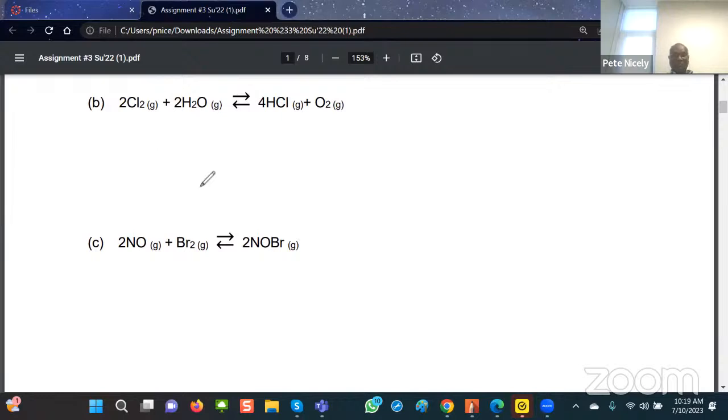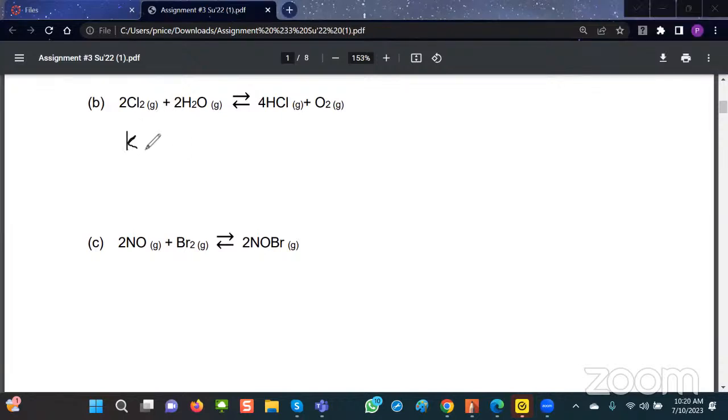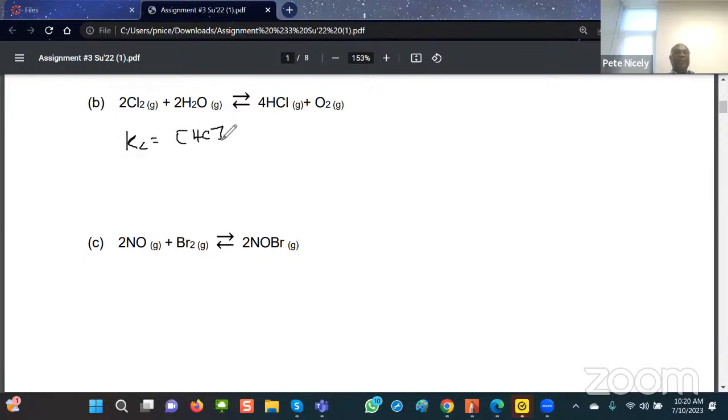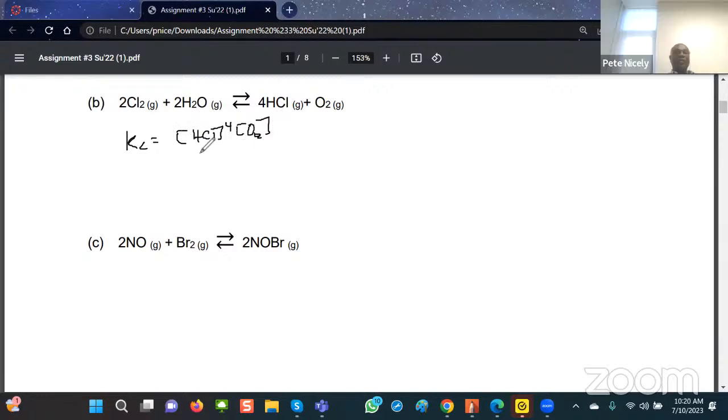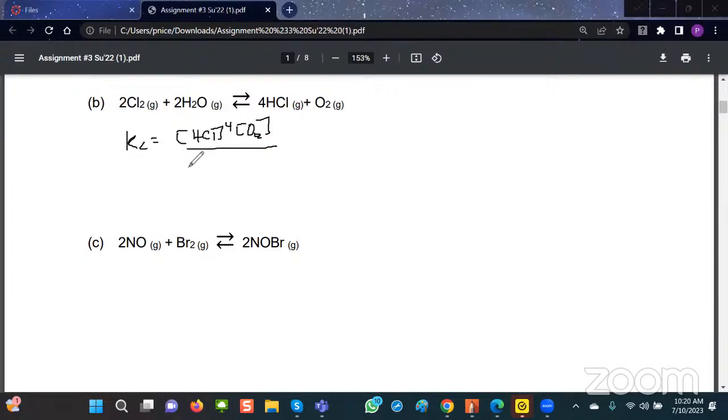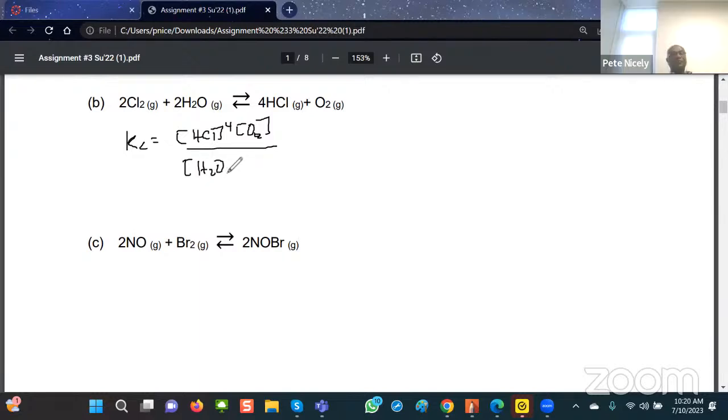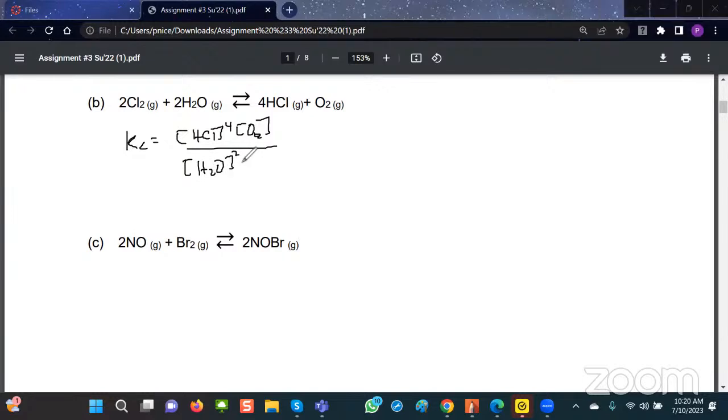Okay, so firstly, let's do Kc. It'd be concentration of HCl raised to the 4th power, and then concentration of O2, multiplied by the concentration of O2. Remember, you're multiplying those terms, right? Over concentration of H2O raised to the 2nd power, and then multiplied by Cl2 raised to the 2nd power. Exactly.